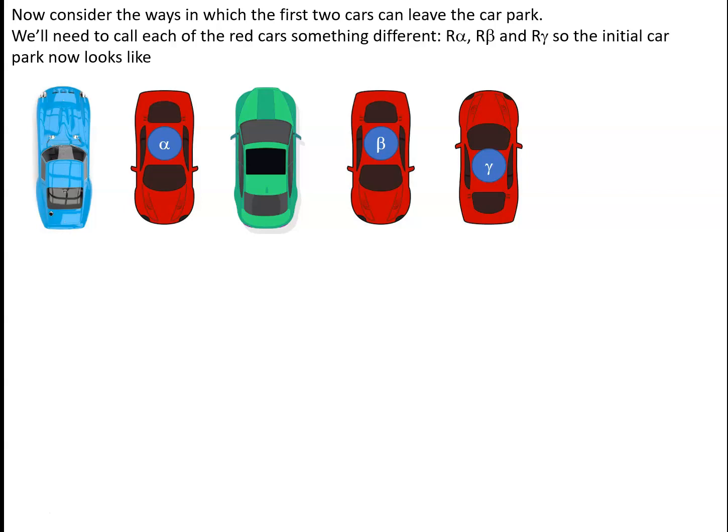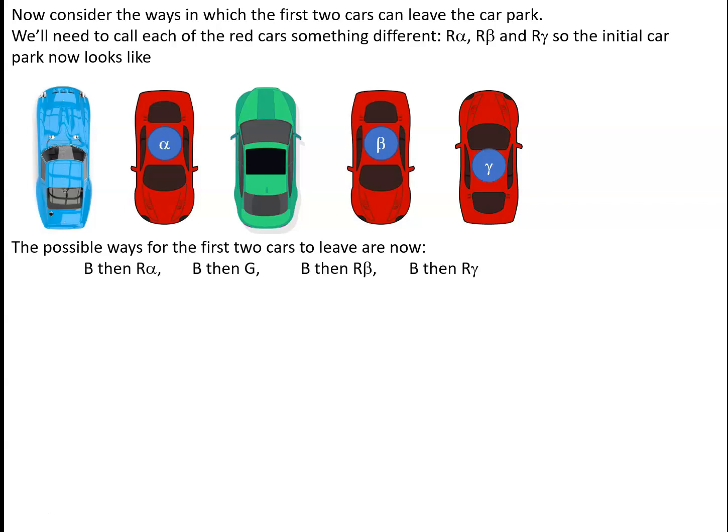Then, the ways in which the first 2 cars to leave can be systematically listed. So let's suppose first of all that we've got the blue car going first. Then if we've got the blue first, then it could be R alpha going out second, or it could be blue then green, or it could be blue then R beta, or finally it could be blue then R gamma.